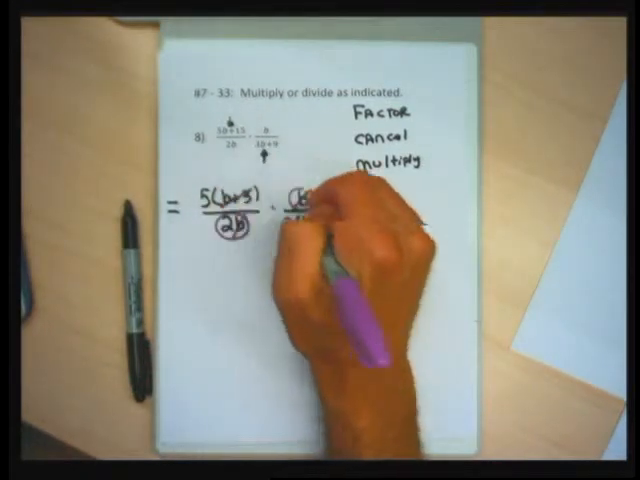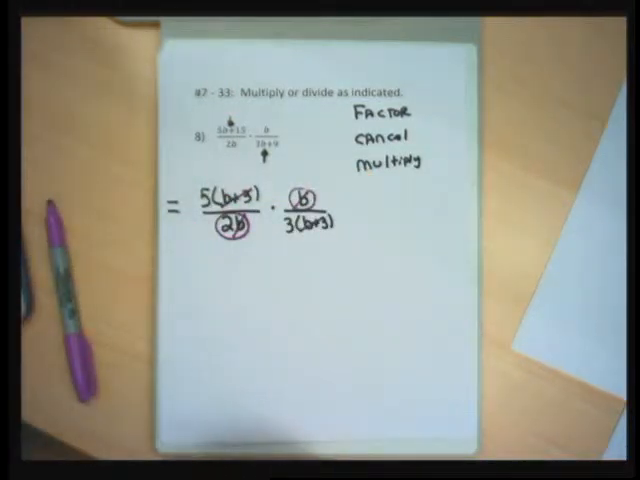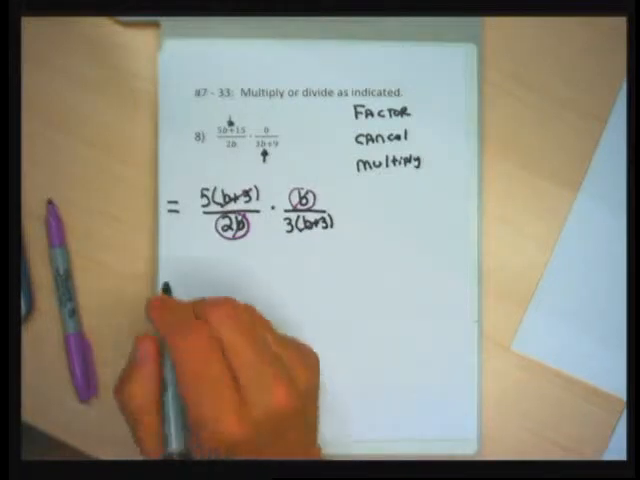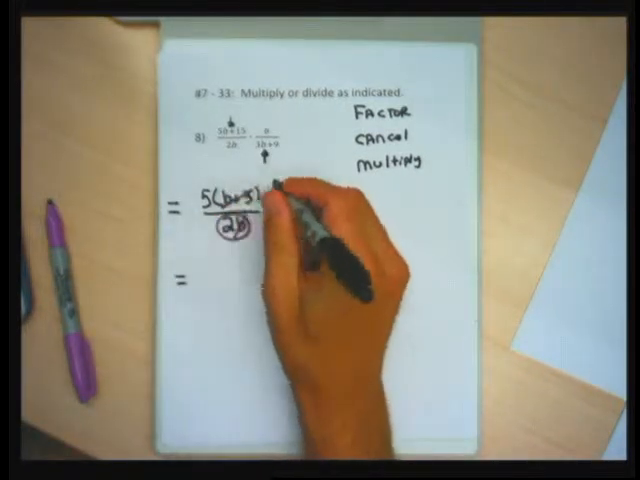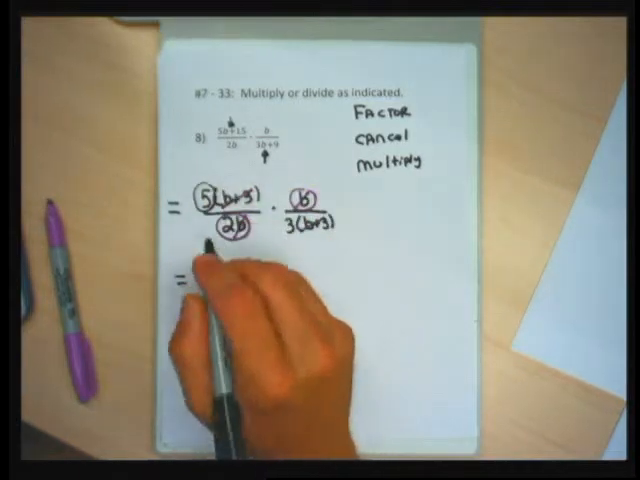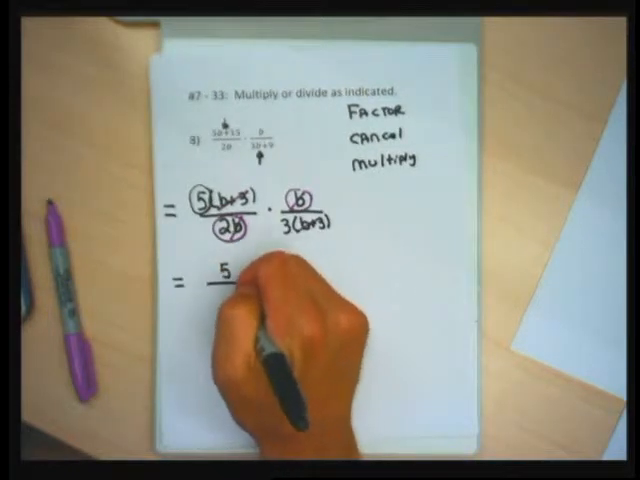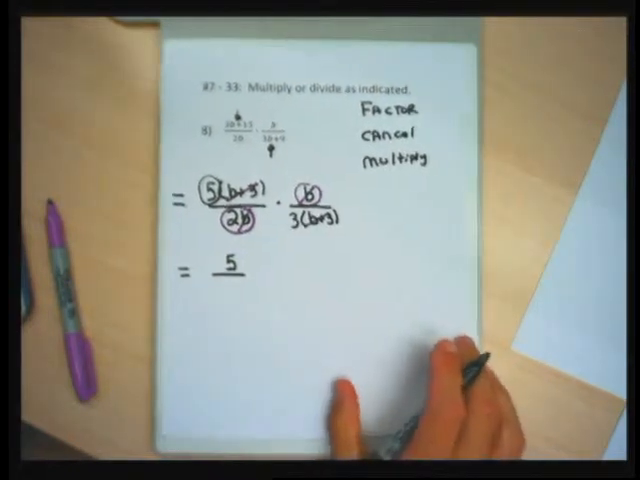But the b plus 3 will cancel. I can cancel any denominator with any numerator. You can't cancel numerator to numerator or denominator to denominator. When I look at what's left, in the numerator, the only thing I haven't canceled is a 5. I'm going to leave that 5 in my numerator and be done with the numerator.